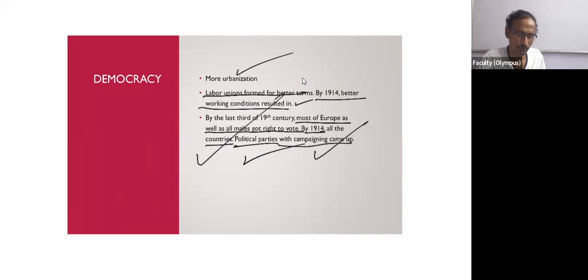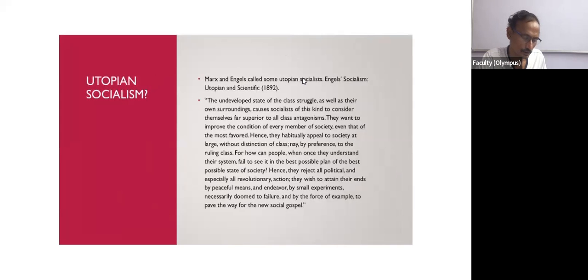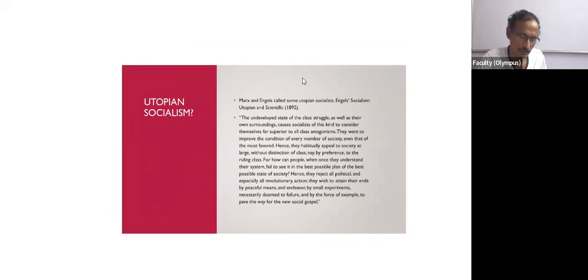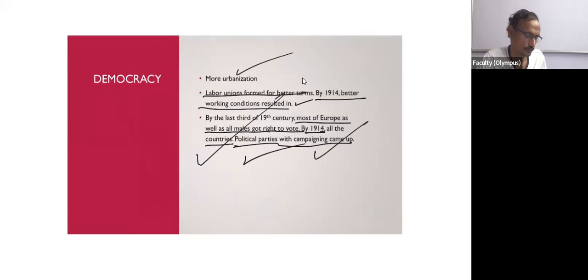So, in that sense, democracy changed. Okay. So this is how technological and political institutions are interlinked.